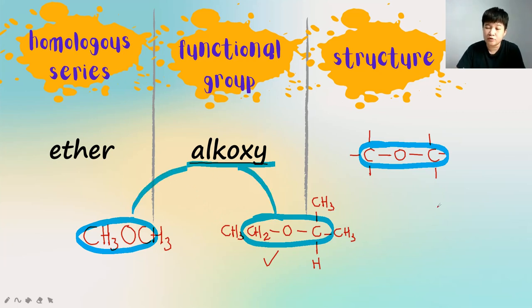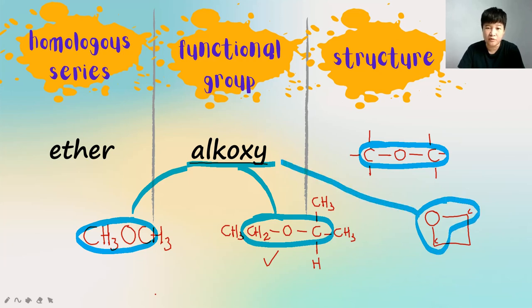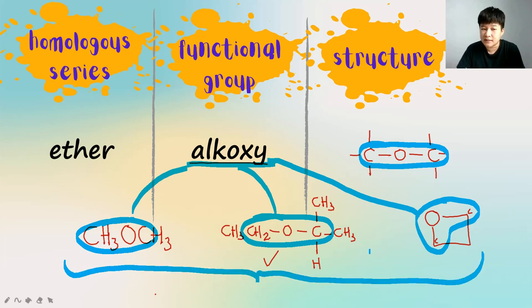Your ether can also be in a ring. You have an O bonded like this. You learned in skeletal structure that this is actually a carbon, and that is actually a carbon. So this is also your alkoxy. And all of these are under the same homologous series of ether because they're sharing the same functional group. Can you get that now?